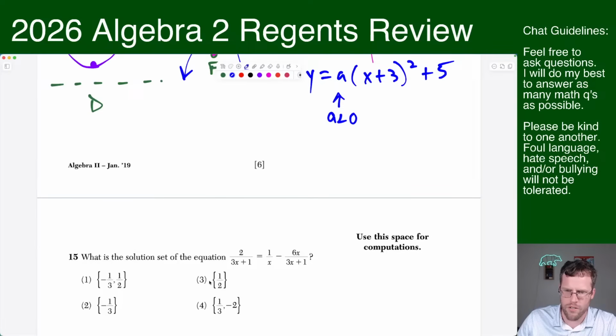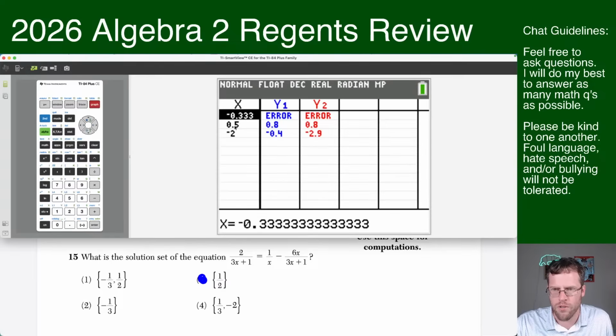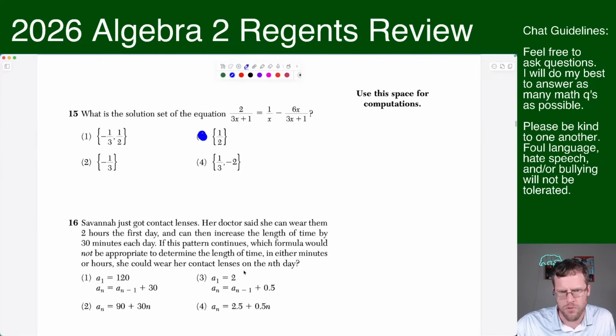Just type it in the calculator, and then if you're like, whoa, what just happened with the calculator? Here's a little refresher. You go second window, change the independent from auto to ask, and then you can make a custom table. You could type in fractions, all sorts of cool stuff. If you are doing this by hand, it's a little bit more annoying, but it's doable. It's just why suffer through the multiple choice?